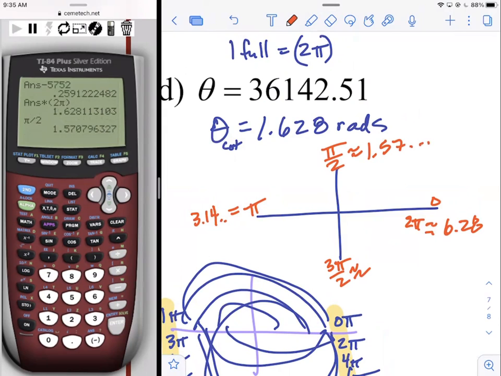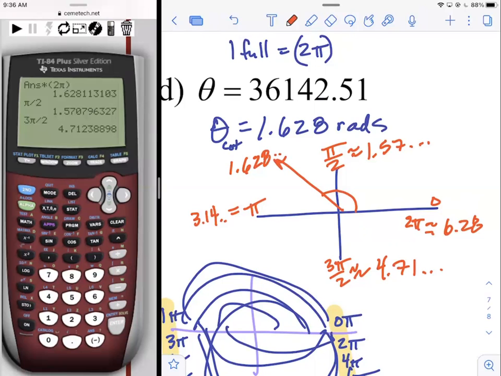And then 3 pi halves is 4.71. I know 3 decimals is usually the rule, but that's enough. If you have these memorized, 1.57 and 4.71, or if you have your calculator, you can just recalculate it. It is good to know what these are. So now we know, where does 1.628 live? Quadrant 2. So over here, boom. And I'm going to write that as 1.628.